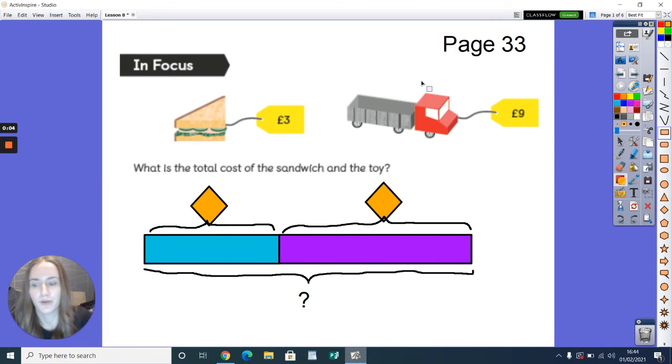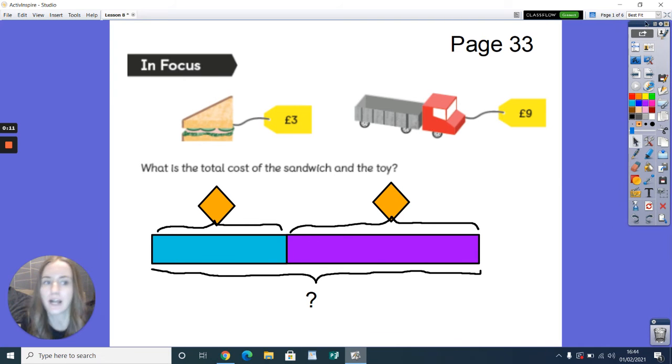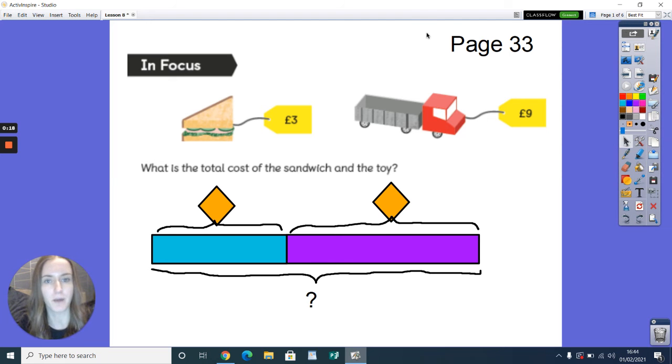Morning, Year 2. Today we are on lesson 8 of our money chapter, and today we are going to work out the total amount of something. Okay, so we have a problem here, and it's on page 33 of your textbook, and it looks like this. There should be a sandwich there and a toy truck.